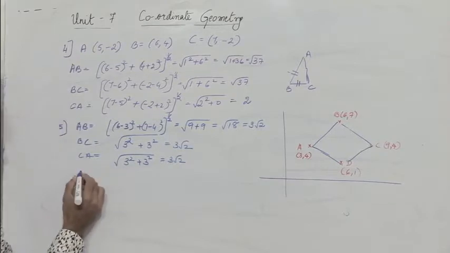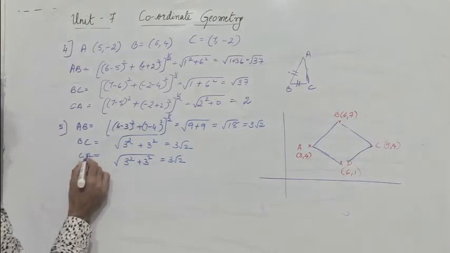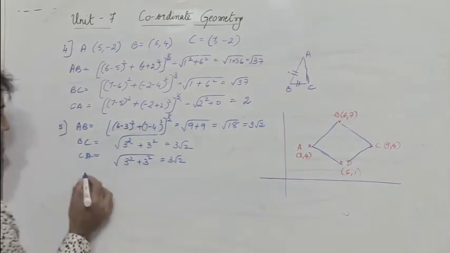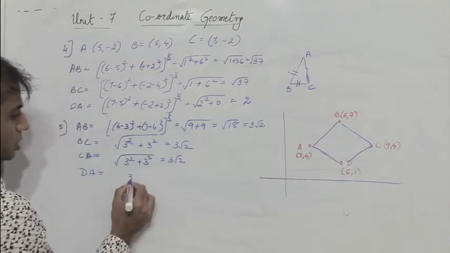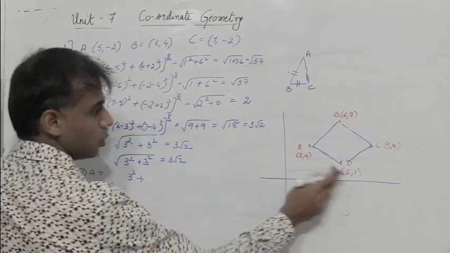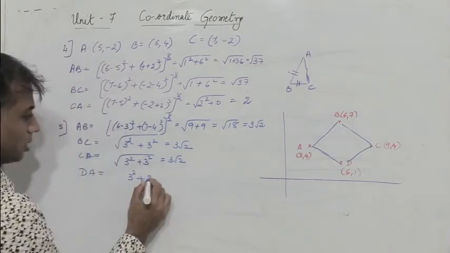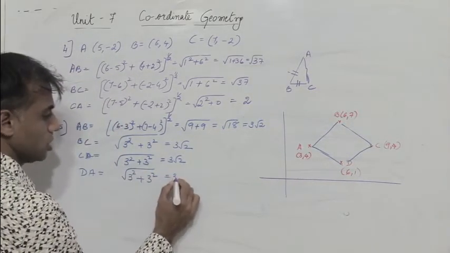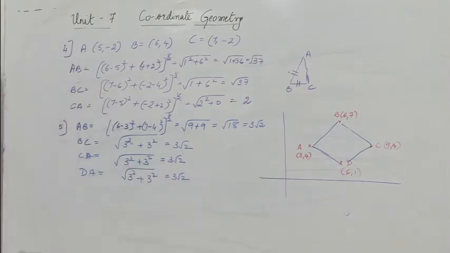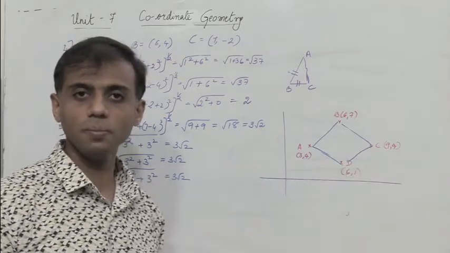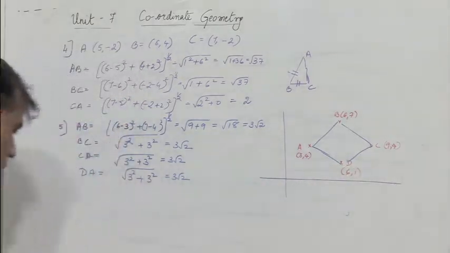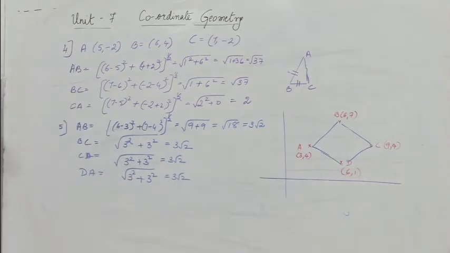Then we have CD, right? The next one is DA. So we have 6 minus 3, which is 3 squared, plus 1 minus 4, which is minus 3 squared, 3 squared, the whole root, which is 3 root 2. So I find that AB, BC, CD, DA, they are all equal. Therefore, these 4 sides form the sides of a square. So whatever Champa says is absolutely correct.